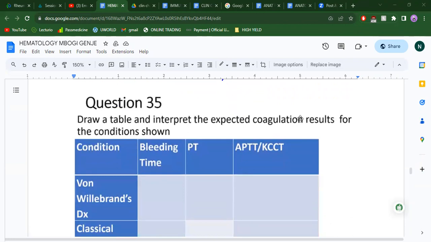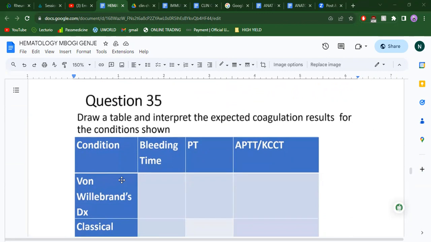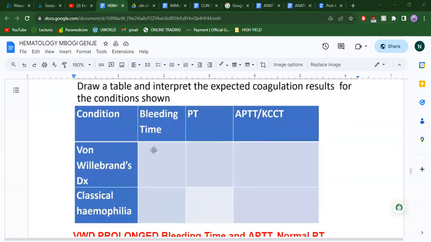Draw a table and interpret the expected coagulation results for the conditions: VWD and classic hemophilia. So this one I think I had explained, but you can attempt. So basically you have to say if it's prolonged or it remains normal.